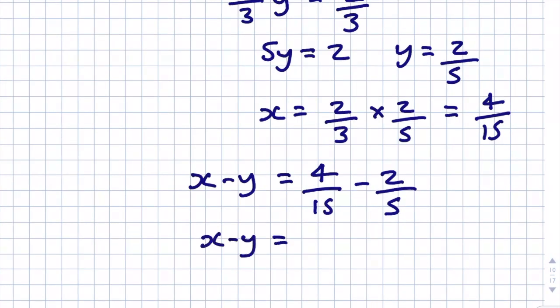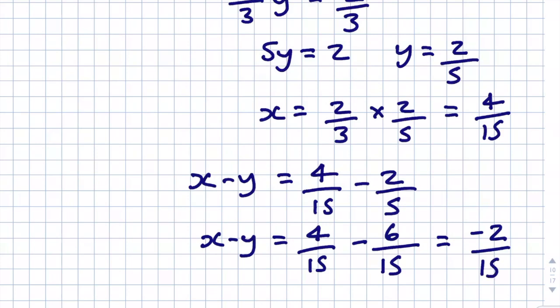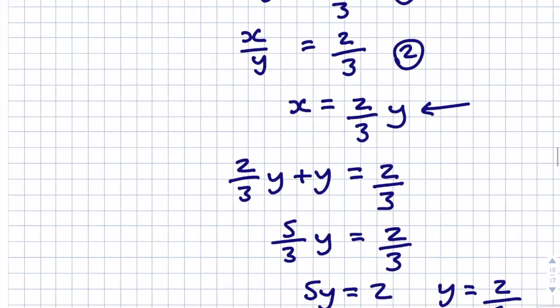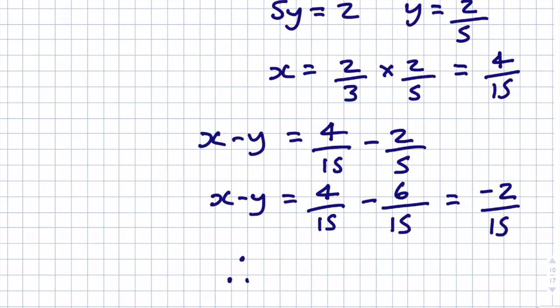I can use a common denominator of 15. So I can replace 2 over 5 by multiplying both my numerator and my denominator by 3. So I get 6 over 15. And then I get 4 over 15 minus 6 over 15, which is minus 2 over 15. And I've got an answer for that, which is answer B. So therefore my final answer is B.